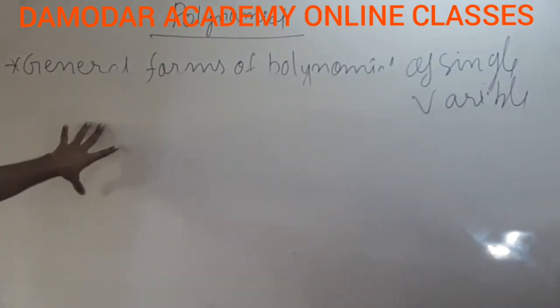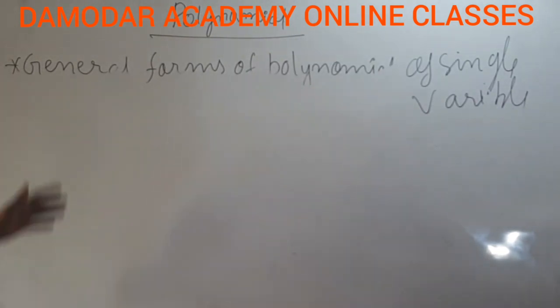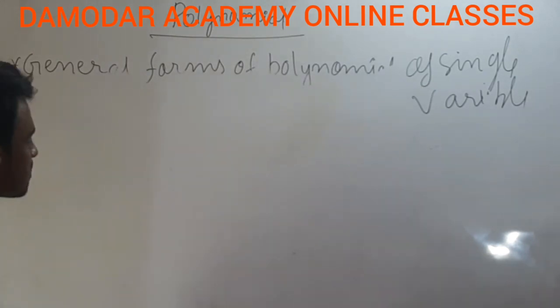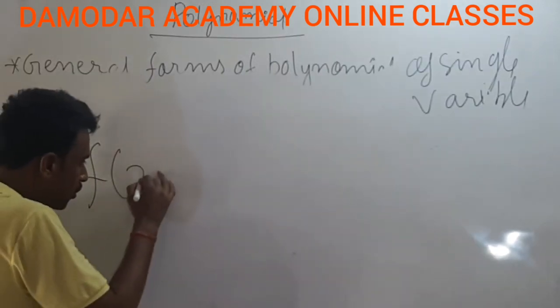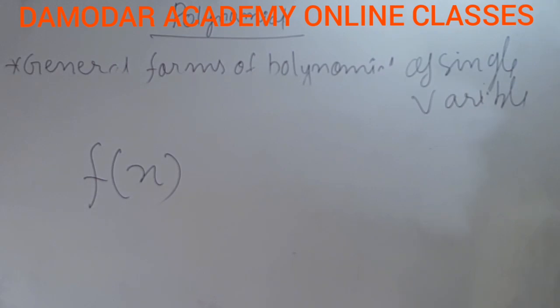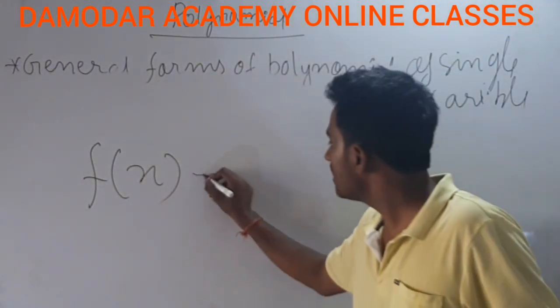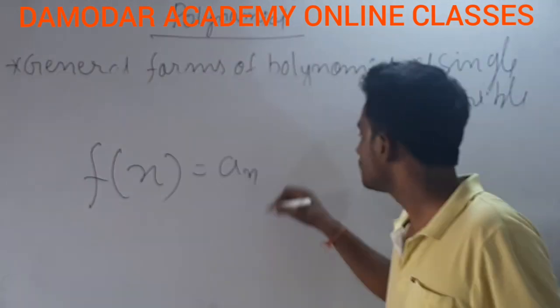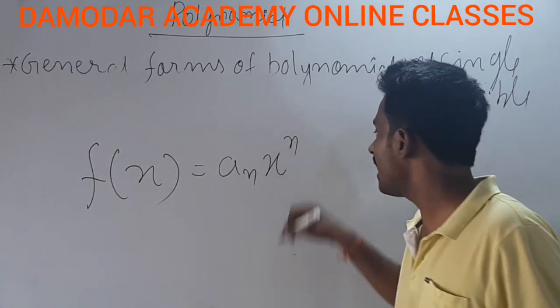अब यहां पे किसकी बात करें? सिंगल वेरिएबल का. ठीक है. और उसका जनरल फॉर्म, it may be linear, it may be quadratic, it may be cubic, कुछ भी हो सकता है. उसका जनरल फॉर्म क्या होगा? सिंगल वेरिएबल है तो f(x) लिखो, where x is only the variable. Okay, f(x) is equal to a_n into x raised to power n.